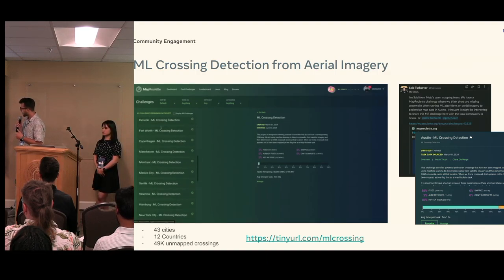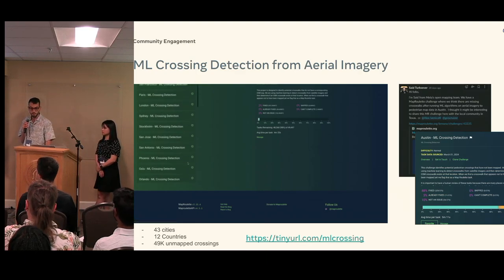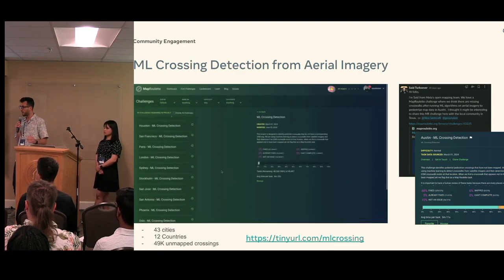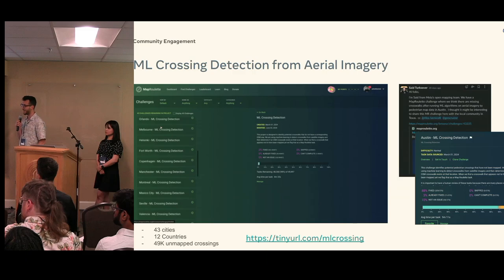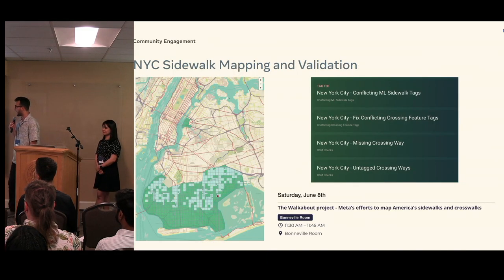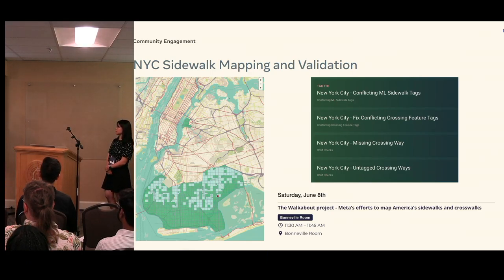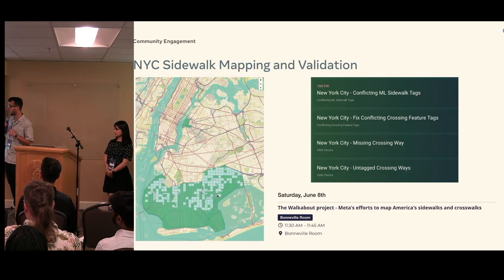And then there is another successful project in Austin. Austin crossings are also mapped by the community. I think you helped us with mapping a few of them. Thank you, just wanna give you a shout out. And then NYC sidewalk mapping and validation. We mapped all the sidewalks and validated quality in the Brooklyn area, thanks to great leadership by Chat. And then we also have some validity and integrity checks on MapRoulette, and local OSMers are addressing those issues.